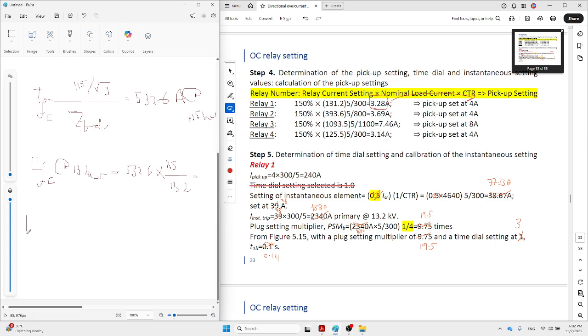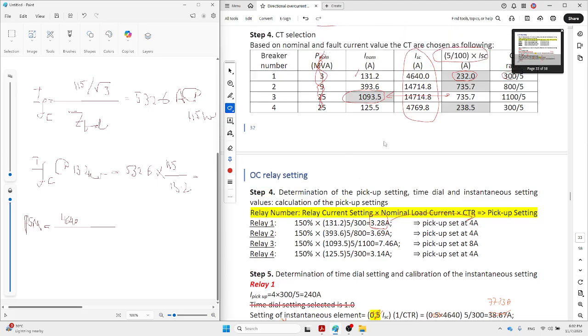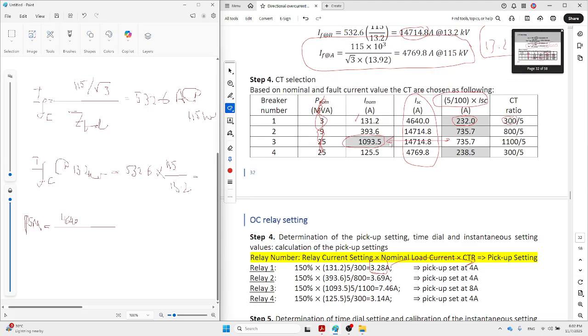The PSM, plug setting multiplier, for this one is equal to what? It is equal to the fault current. What is the fault current here? The fault current here is 4,640, correct? You can see it here, 4,640. You list it down, times CTR. What is the CTR ratio? For this one, the CTR is selected as 5 over 300. It's also done.